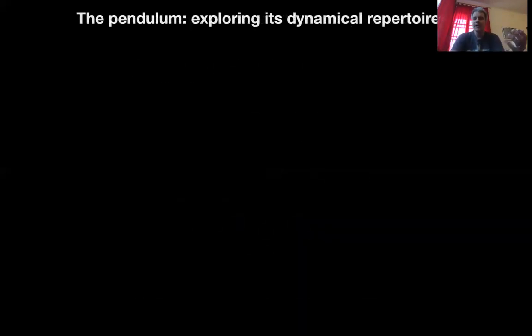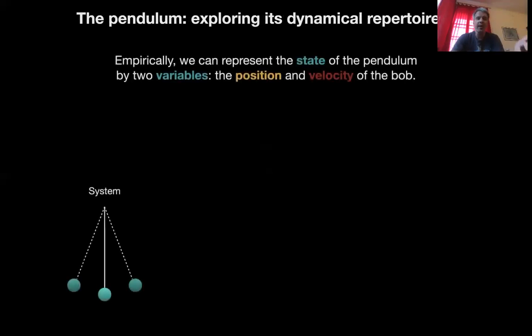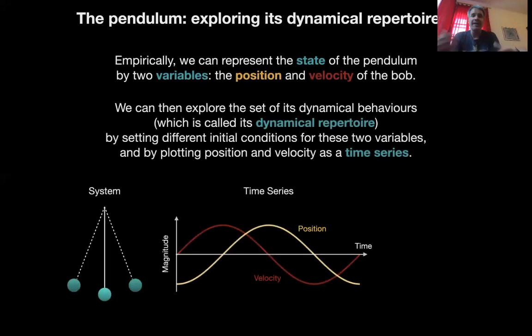So let's explore the dynamical repertoire of this pendulum in an empirical way, as I said. So we have a swinging pendulum, and empirically, we can represent the state of the pendulum. The first thing we need to think about is, what is the state of the system? It has two variables in this particular case, the position and the velocity of the ball. Those are the variables because they are the quantities that vary as the pendulum swings.